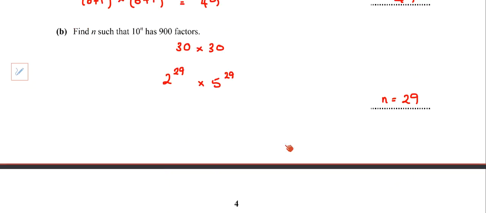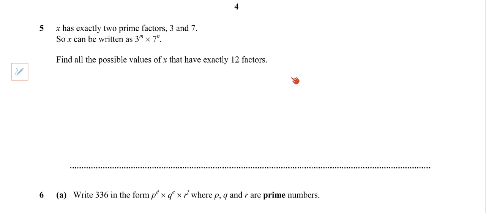All right? Now, this last page is the hard one for me. This is where I took a few minutes on each question to think it through. So, for instance, x has two prime factors, 3 and 7. So 3 to the power of something times 7 to the power of something. And it has 12 factors.